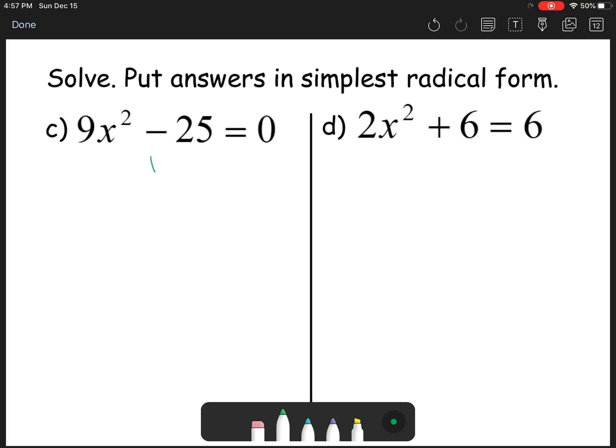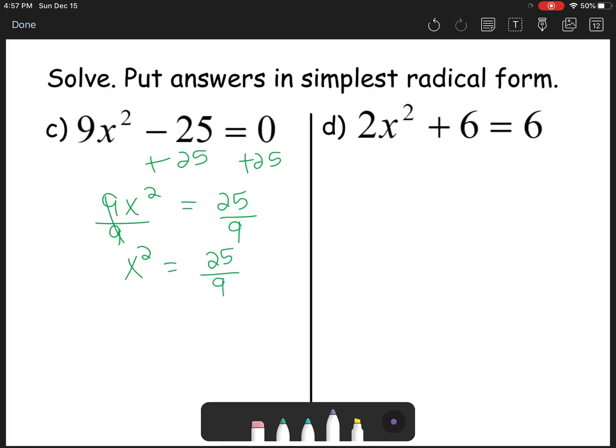Letter C, 9 times x squared minus 25. Well, we could add 25 on both sides. So 9 times x squared equals 25. Well, then we could divide by 9 to isolate x squared. So x squared equals 25 divided by 9. And now we could take the square root. Well, the square root of x squared, again, is always going to be x.